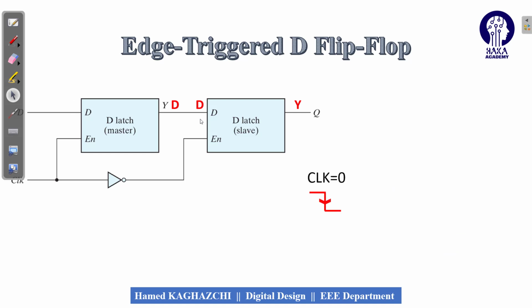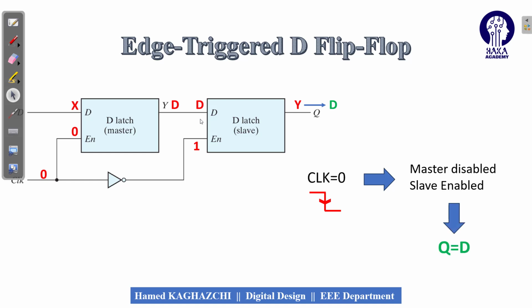Now again, suppose that we are in the falling edge. Again, CLK is equal to 0. From the previous step, you can see that the input and output of the master latch are D and Y. Now, the enable of the master is 0, the enable of the slave is 1. Again, master disabled, slave enabled. Again, it doesn't matter what the input of the master D latch is, but because the slave D latch is enabled, the D value will move to the output and Y is converted to D. Now we can see that Q is equal to D.